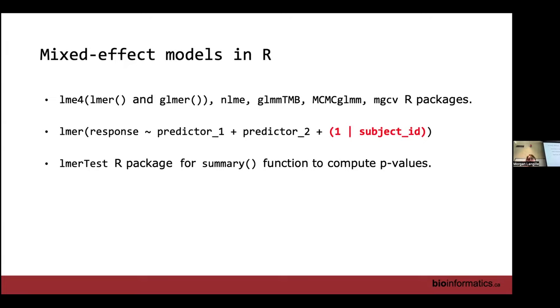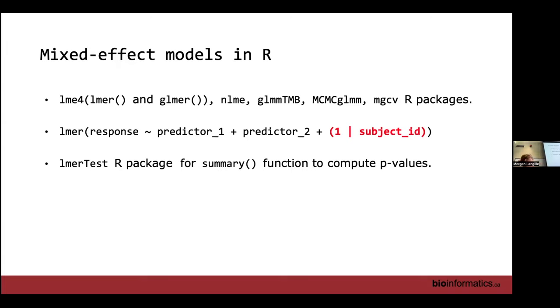So in R, there are several different packages that work with mixed effect models. The classic one is lme4. This includes the lmer function, which would be the linear mixed effect model, as well as glmer, which would be the generalized linear mixed effect version of this. There's nlme, which I think is for non-linear mixed effects, but it also includes linear ones. Depending on what you're doing, you would use different packages. glmmTMB is a group of packages that just offer more functionality. I think a lot of the more unusual distributions are included in TMB, so if your distribution isn't included in lmer, you can probably find it in glmmTMB. We've got MCMCglmm if you want to try out some Bayesian versions of this. Then mgcv is also a very powerful R package that has lots of different options.